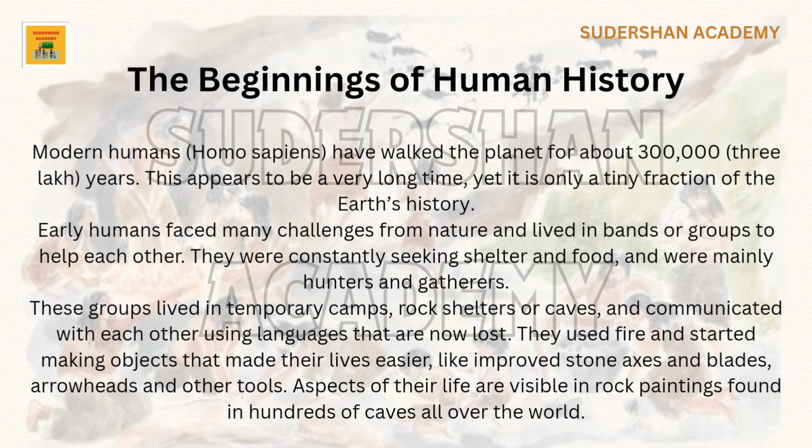Early humans faced many challenges from nature and lived in bands or groups to help each other. They were constantly seeking shelter and food, and were mainly hunters and gatherers. These groups lived in temporary camps, rock shelters or caves, and communicated with each other using languages that are now lost. They used fire and started making objects that made their lives easier, like improved stone axes and blades, arrowheads and other tools. Aspects of their life are visible in rock paintings found in hundreds of caves all over the world.